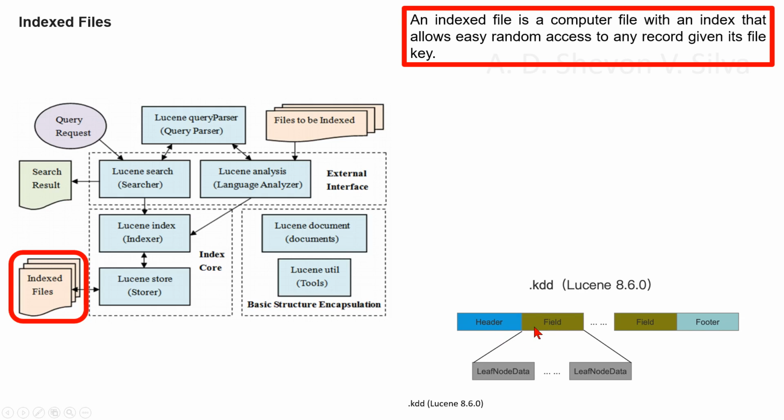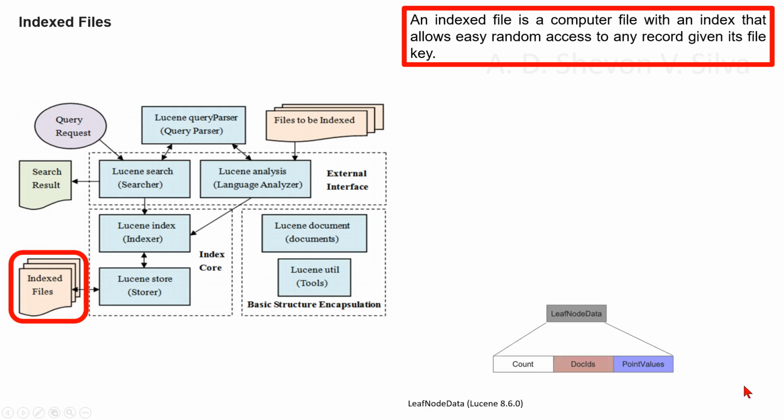Here you can see the .kdd file structure: header, then fields, then footer. The field consists of leaf node data and the data segments. Here you can see a leaf node data.